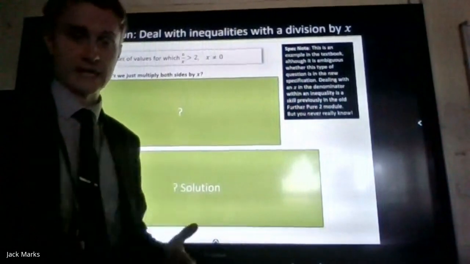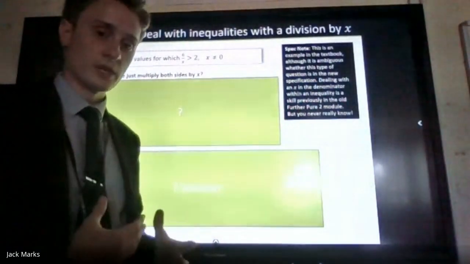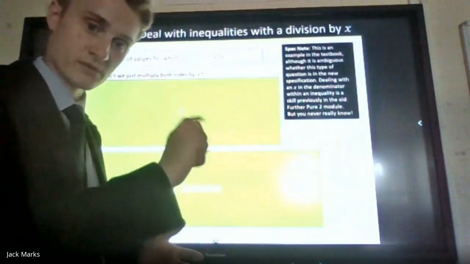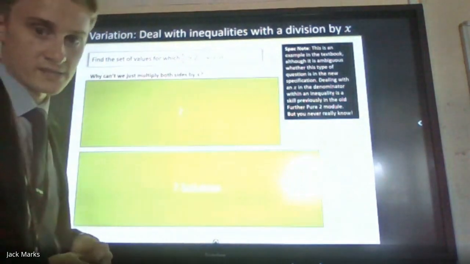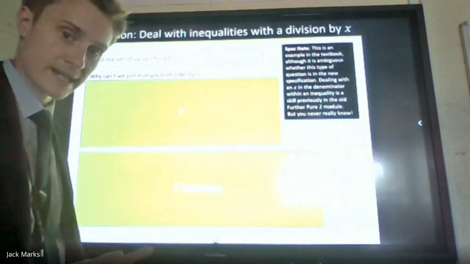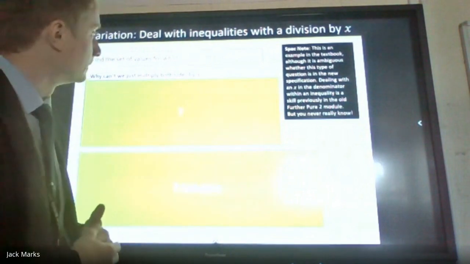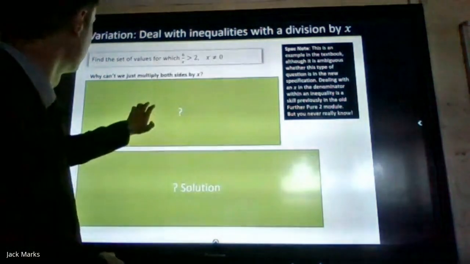You have to be careful of negative signs, don't you? If you multiply by a negative, you have to reverse the sign. So why can't we just multiply both sides by x? Well, x could be a positive number or a negative number, it's a variable. So we have a little bit of an issue here.